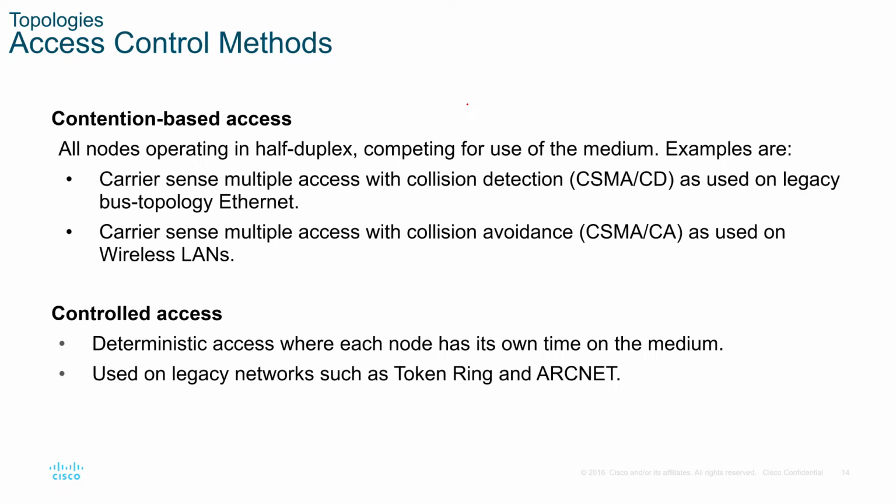Examples of contention based would be carrier sense multiple access with collision detection, which is used on legacy bus topology Ethernet, or carrier sense multiple access with collision avoidance, as used on wireless LAN.